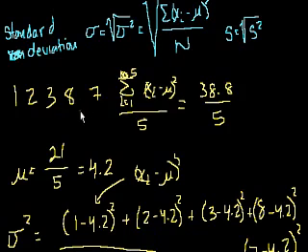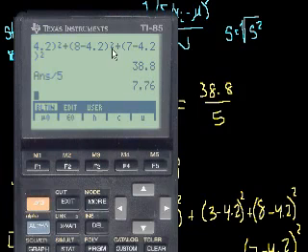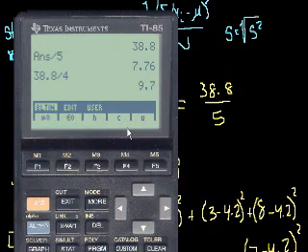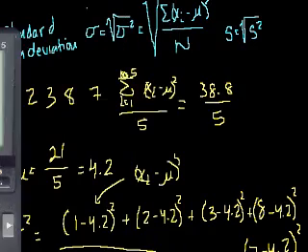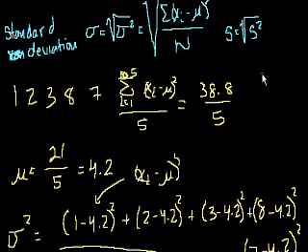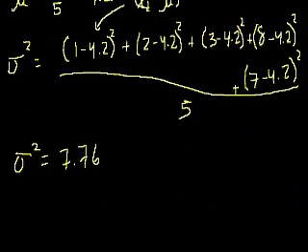Now, if this was a sample of a larger distribution, if the 1, 2, 3, 8, and 7 weren't the population but a sample from a larger population, instead of dividing by 5, we would have divided by 4. We would have gotten 38.8 divided by n minus 1, which is divided by 4. So we would have gotten the sample variance at 9.7 if you divided by n minus 1 instead of n. But anyway, don't worry about that right now. That's just a change of n.